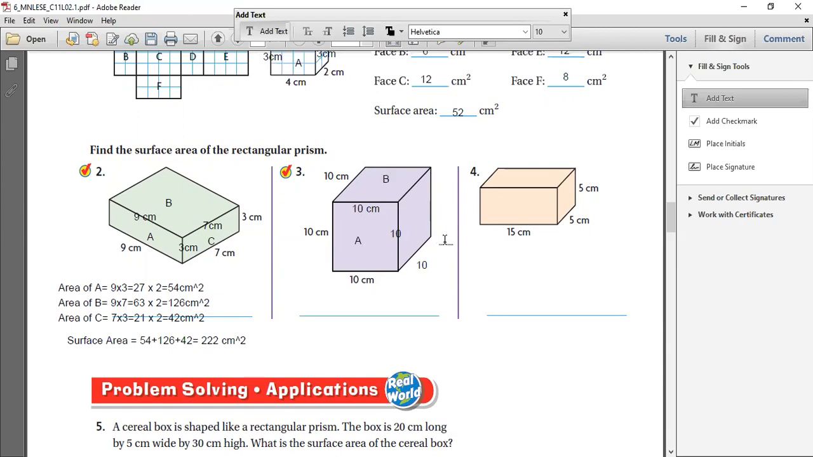This is B and this is going to be C. Okay, so let's find the area of A. The area of A is going to be 10 multiplied by 10, which is equal to 100 square centimeters. Okay, then is that it? Do we just multiply 100 and leave it? Of course not. We have to multiply that by 2.